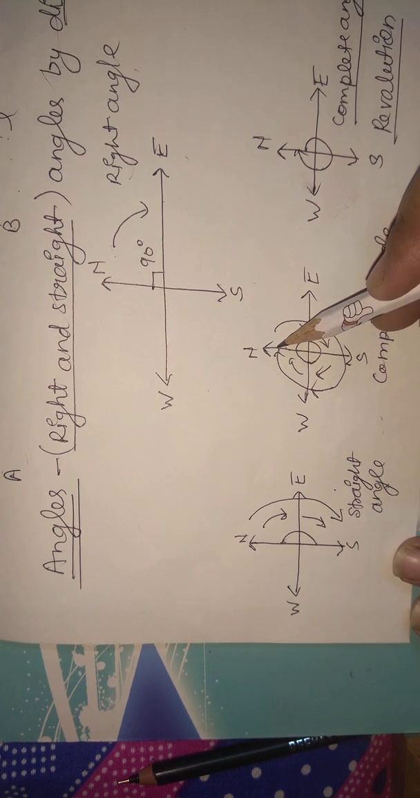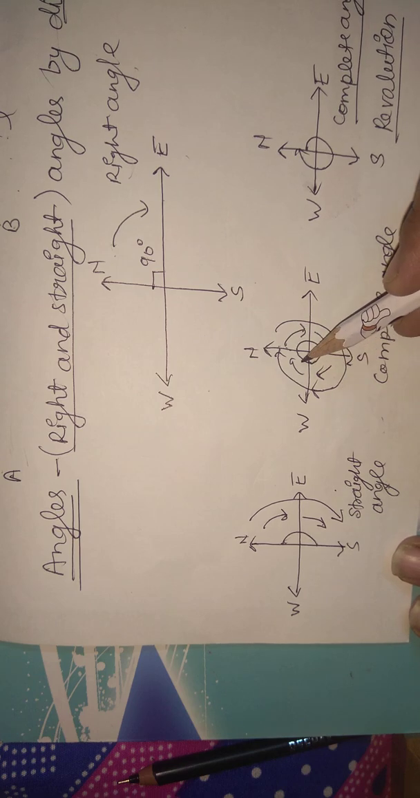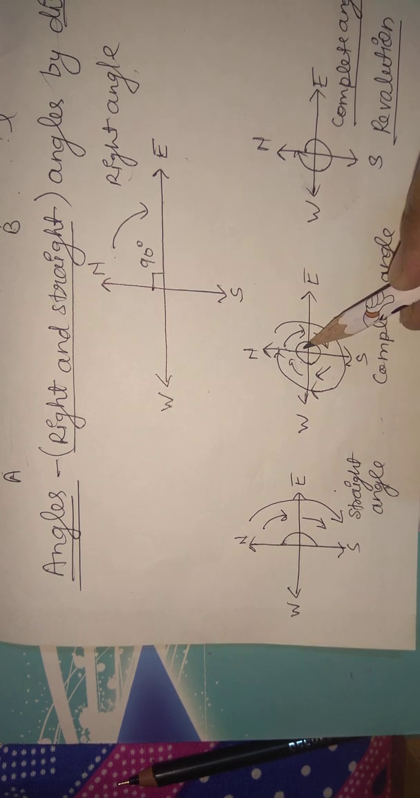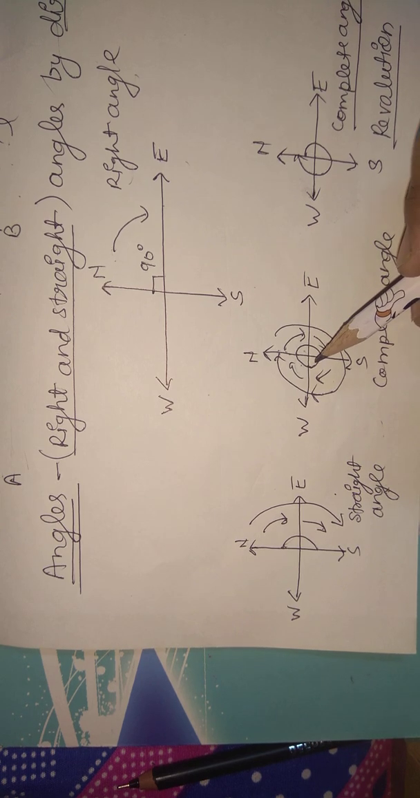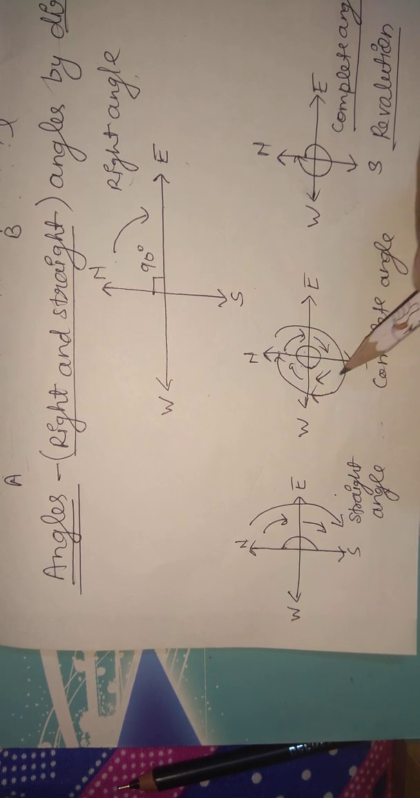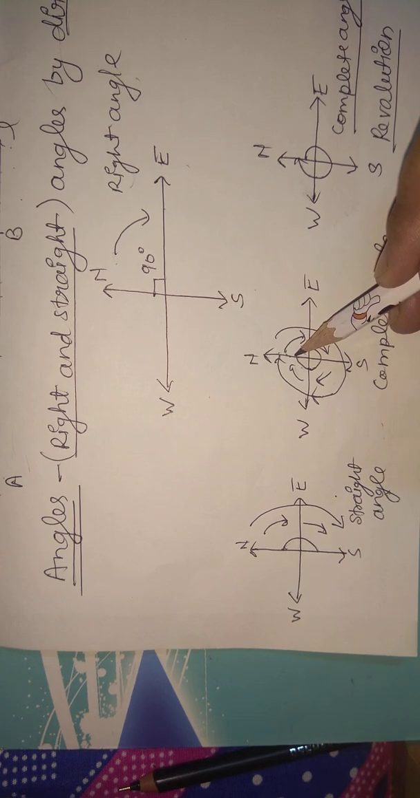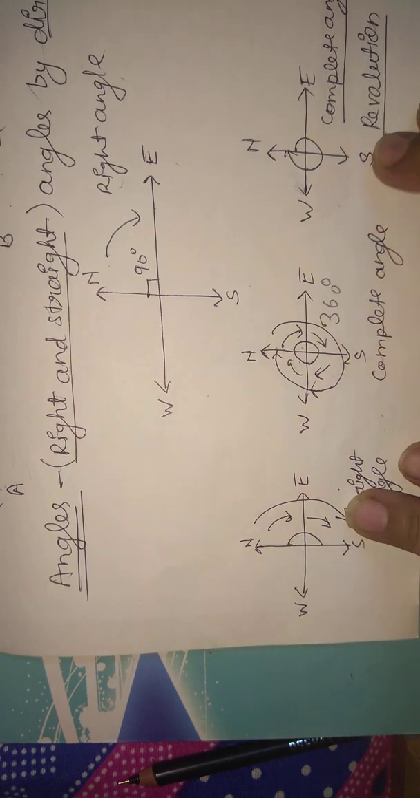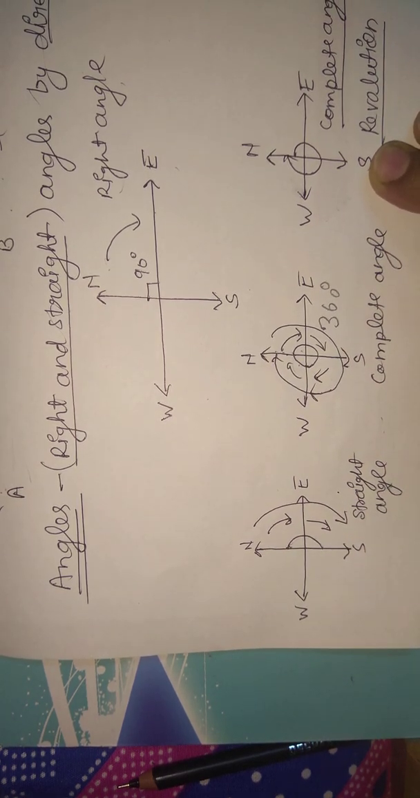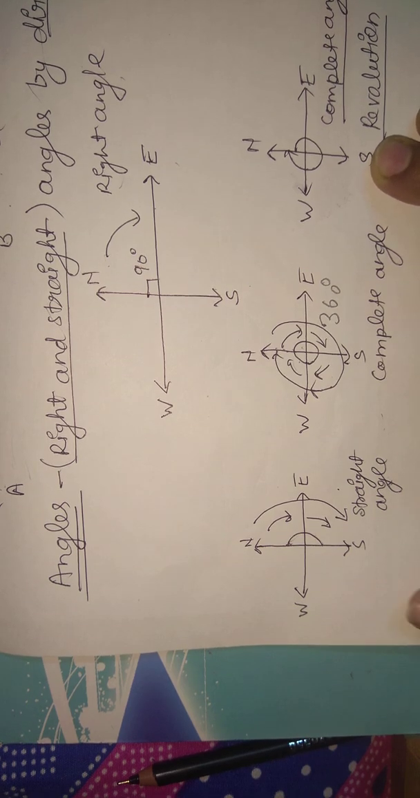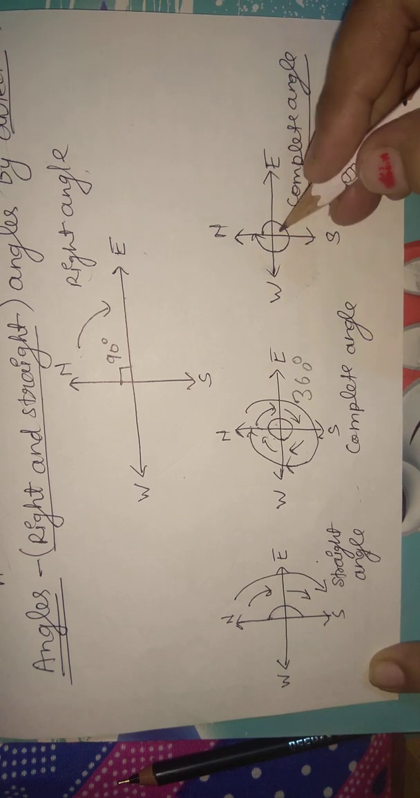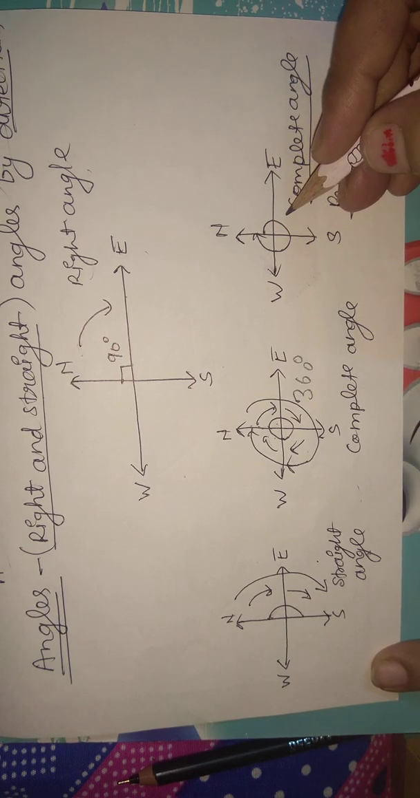When we make four right angles in the same direction, we reach the same position again. That is, if we make a clockwise turn from north to reach north again, then it forms an angle of 360 degrees, which is called a complete angle, or we can say this is one revolution. Understood? This is called one revolution.